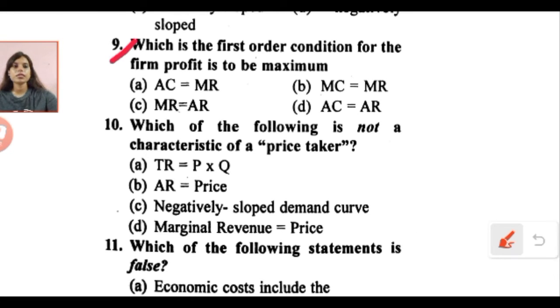Which is the first order condition for the firm profit to be maximum? So first order condition they're asking. So here your answer would be number B, that is MR is equal to MC. So over here the first order condition for the firm to have the maximum profit is MC is equal to MR. So number B is the correct option.